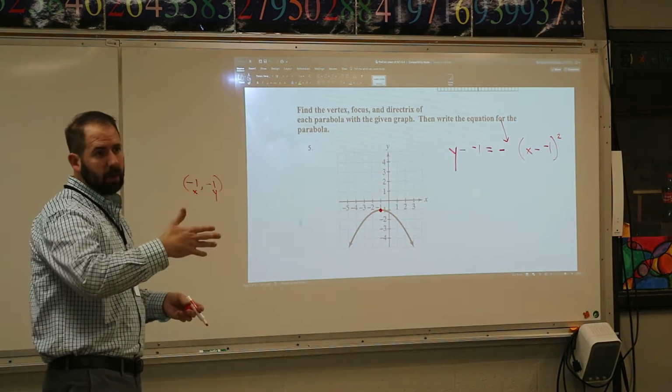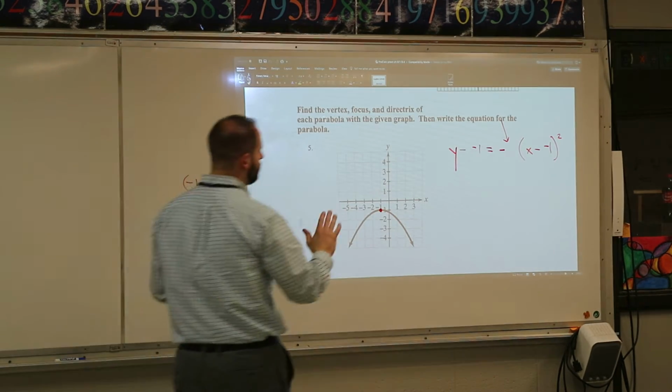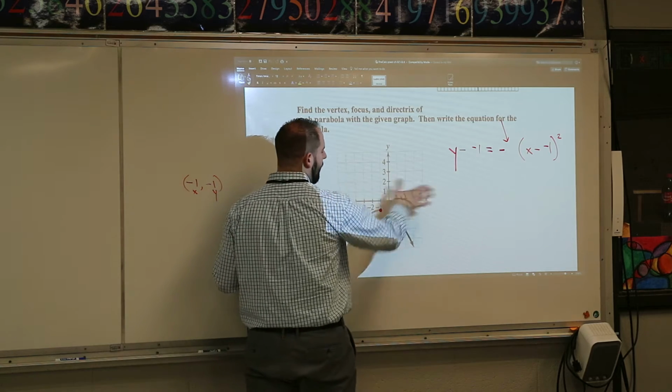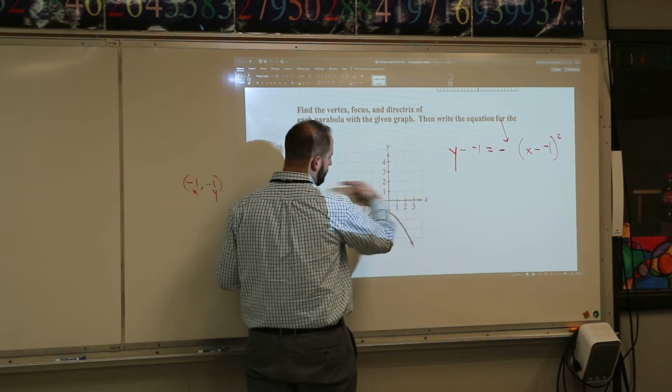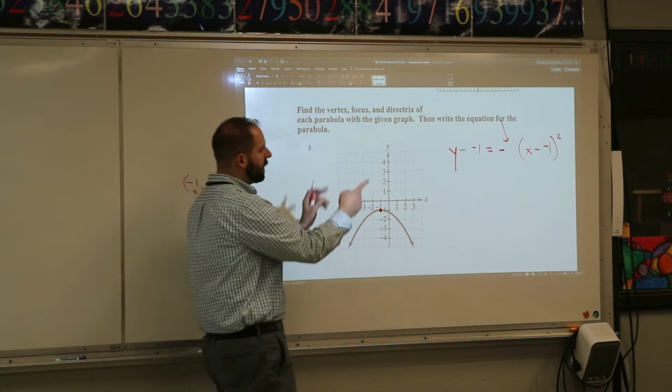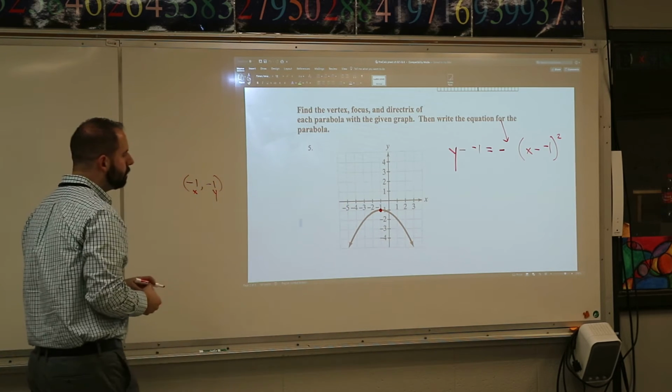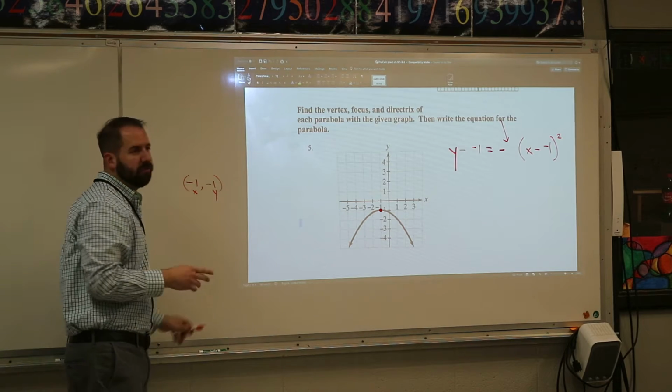If it was turned sideways, like if this was a parabola that's going along the x-axis, then if it went this direction, it would be negative as well. But the letters x and y would be switched. Okay, questions so far in the set.